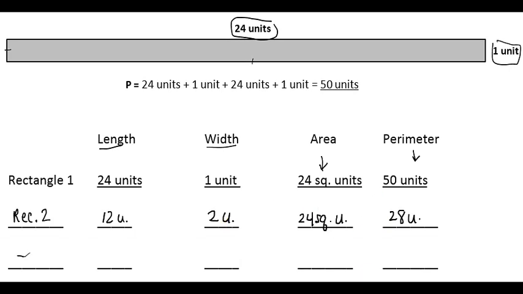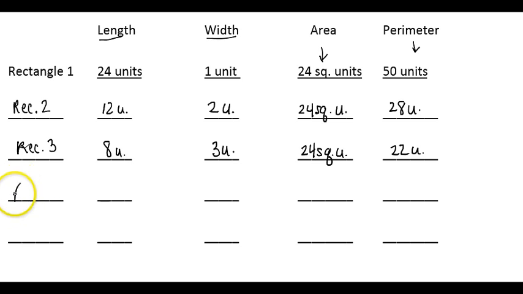I can use that same logic to come up with a third rectangle. Instead of using 2 units for the width, I'm going to use 3 units, because 3 times 8 is 24. I know my length times my width needs to equal 24. So the area is still 24 square units, and then the perimeter would be 8 plus 3 plus 8 plus 3 to get all 4 sides. 8 plus 3 is 11. Another 11 would be 22 units for the perimeter.